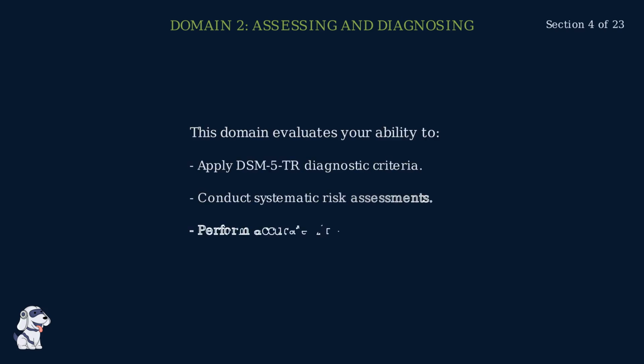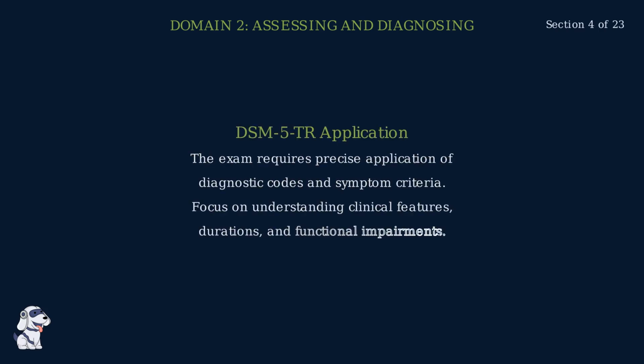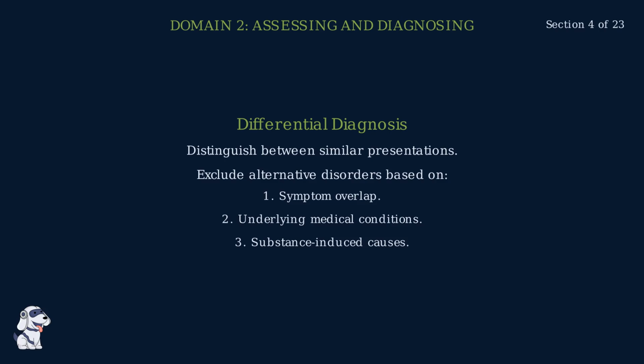The second domain of the AMFTRB exam focuses on assessing and diagnosing clients. This section evaluates your clinical proficiency in applying the DSM-5-TR, conducting risk assessments, and performing differential diagnoses. You must demonstrate a mastery of the DSM-5-TR. It is not just about memorizing codes, but understanding the specific symptom profiles, duration requirements, and functional impairments necessary for accurate clinical labeling. Differential diagnosis is a crucial skill. You will be tested on your ability to distinguish between disorders that share similar symptoms by systematically ruling out alternative explanations, including medical issues and substance use.